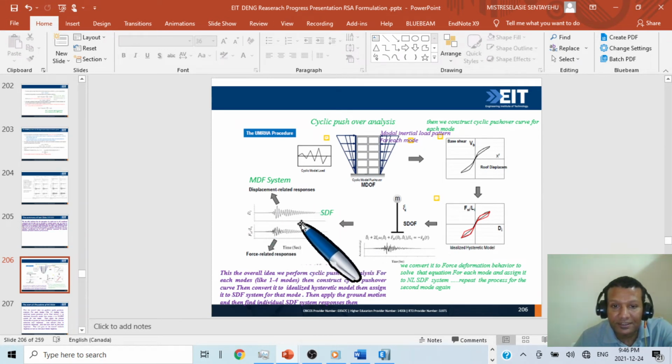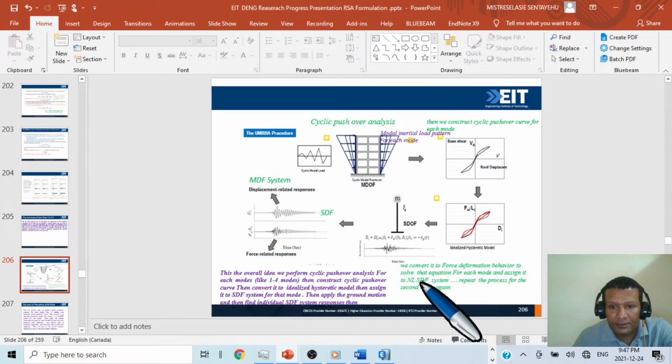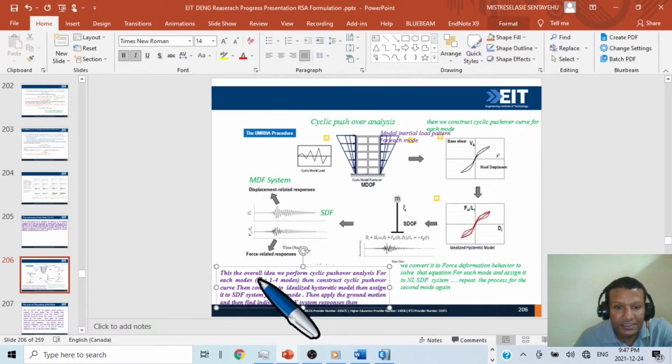Then once we get the single degree of freedom response, we will change it into the multiple degree of freedom system, because the behavior of the equivalent nonlinear single degree of freedom system is the same as the multiple degree of freedom system. So we convert the force deformation behavior to solve that equation. This is our coupled equation, now uncoupled. This is the uncoupled equation of motion for each mode, and assign it to the nonlinear single degree of freedom system. Repeat the process for the second mode, again the third mode, fourth mode, whatever modes you have. So this is the overall idea.